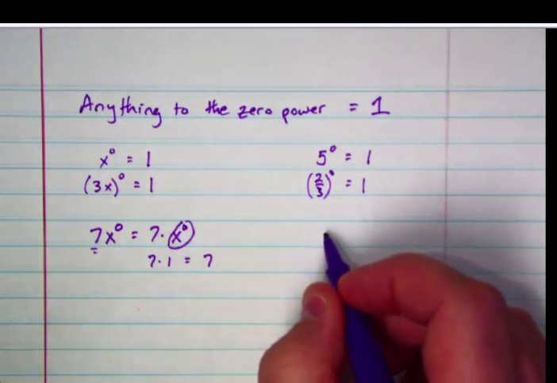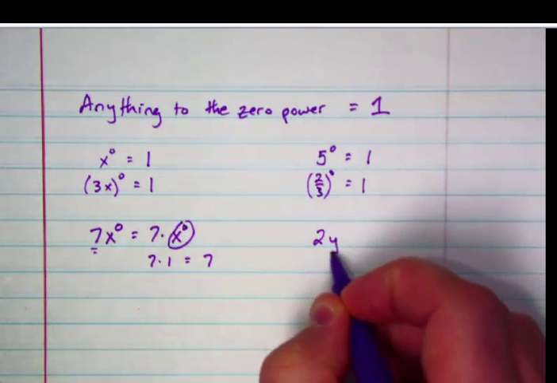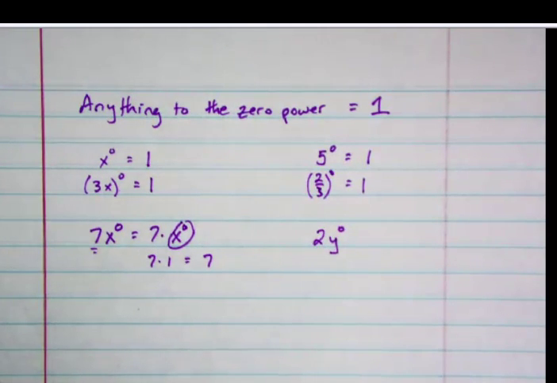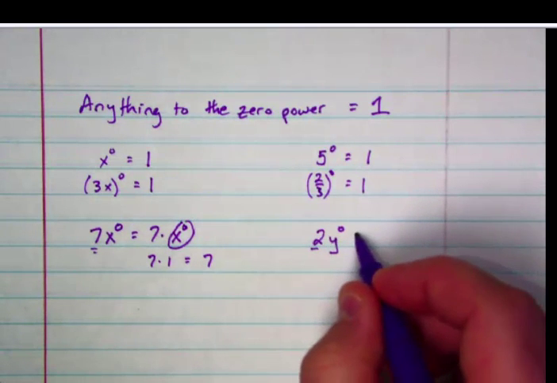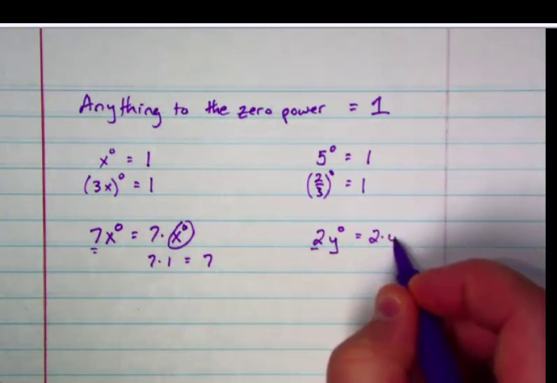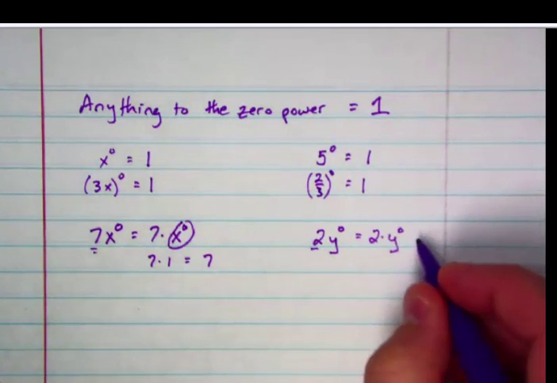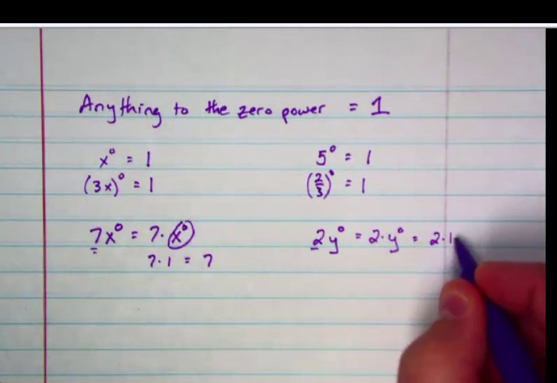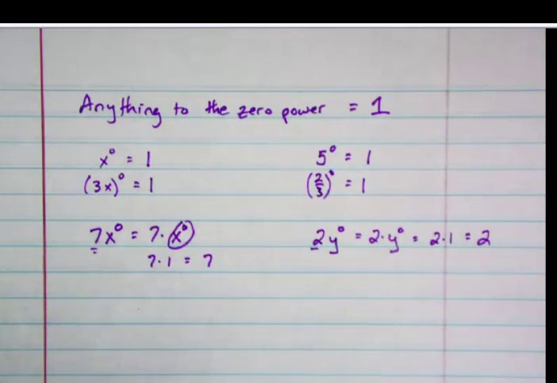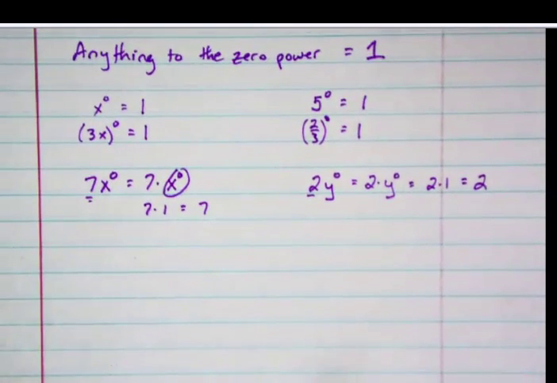Same thing if I had 2y to the 0. Recognizing that y is the base, 2 is the coefficient, this is equal to 2 times y to the 0, which is equal to 2 times 1, or just 2. It works out the same way if it is embedded within larger problems.